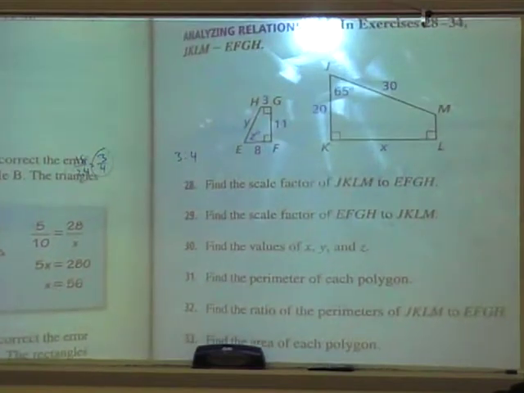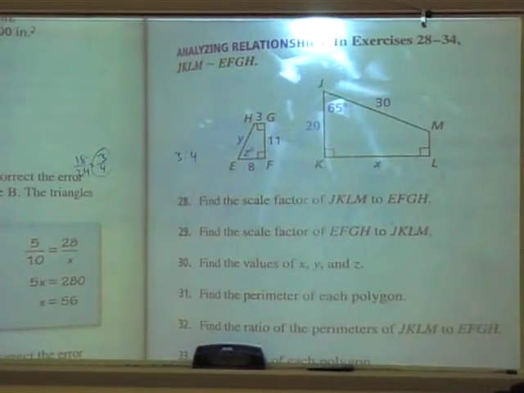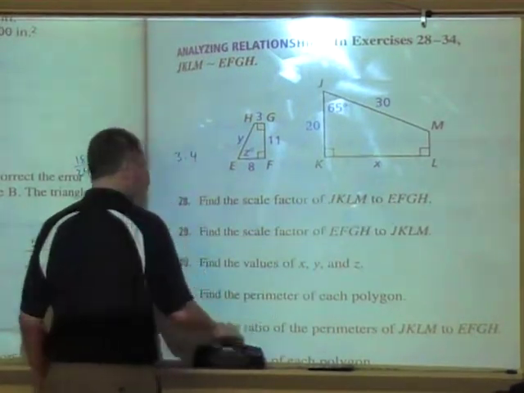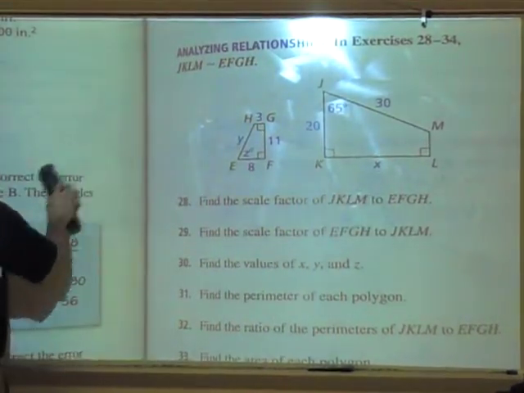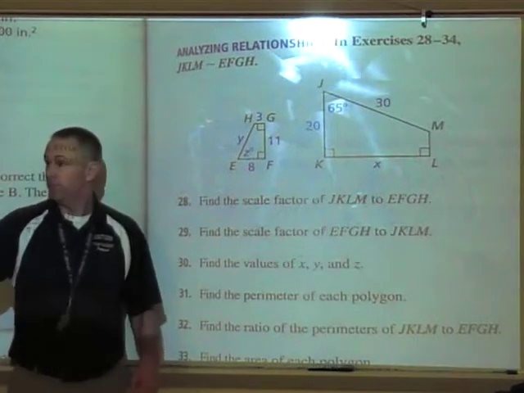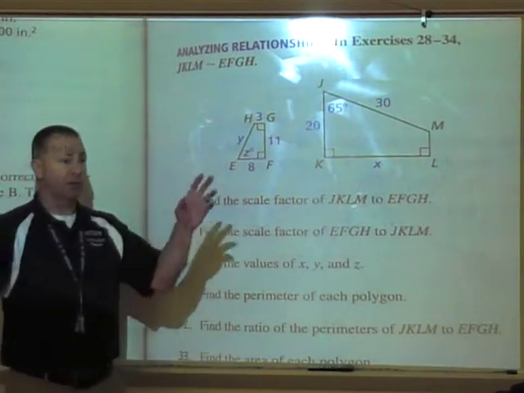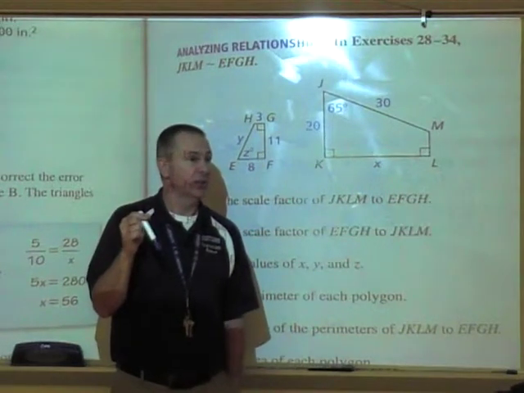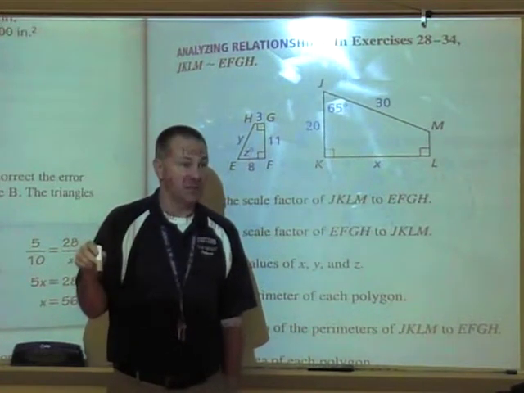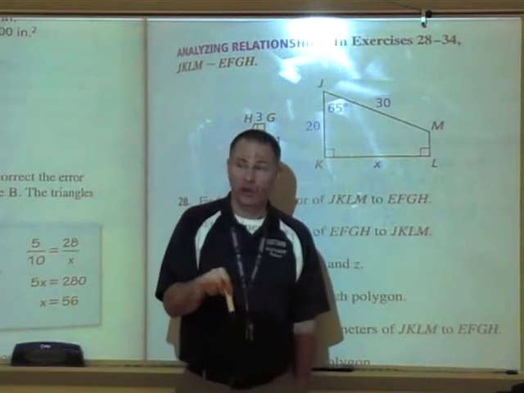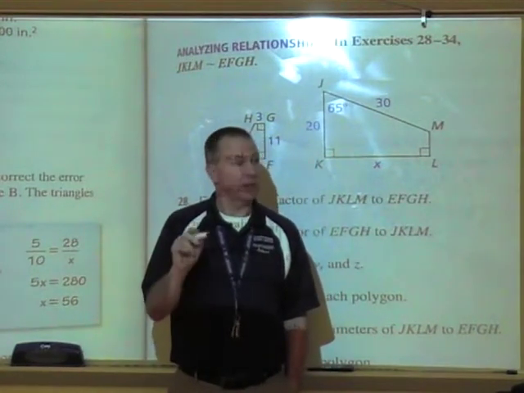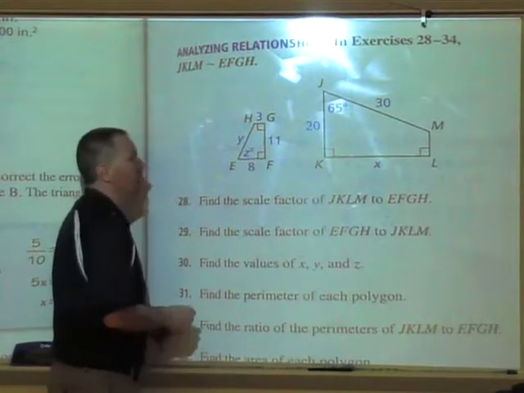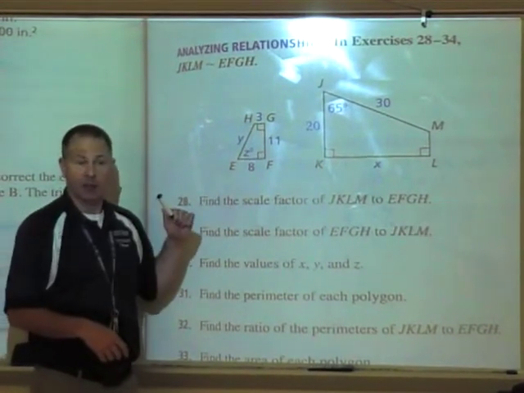Okay. Do this picture here. Find the scale factor from JKLM to EFGH. So we're getting bigger or smaller? Smaller. So the scale factor is just a fraction. So is the top number bigger or smaller? Remember, it matches. If you're getting smaller, the smaller number goes on top. If you're getting bigger, the bigger number goes on top. So since he said we're getting smaller, get a fraction.